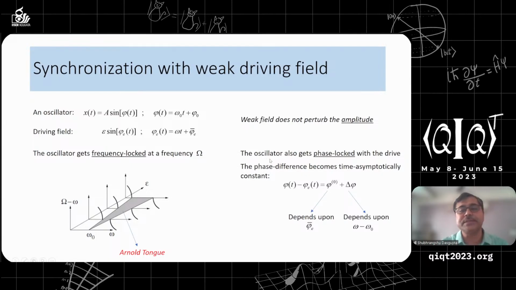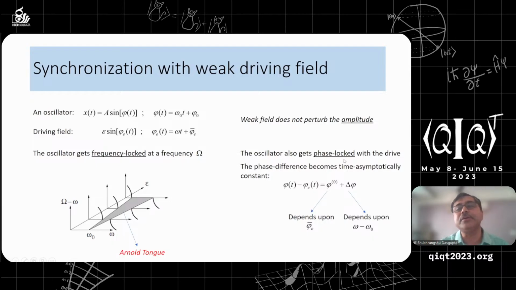However, the oscillator will also get phase locked with the drive. Please remember that though it looks to us like phase and frequency are almost the same, and that if it is frequency locked, it should remain phase locked, it is really not so. Actually, frequency is nothing but the derivative of phase with respect to time. And when I say it is phase locked, the phase may remain constant, but its derivative may not remain constant. So that is why frequency locking and phase locking are very different concepts.